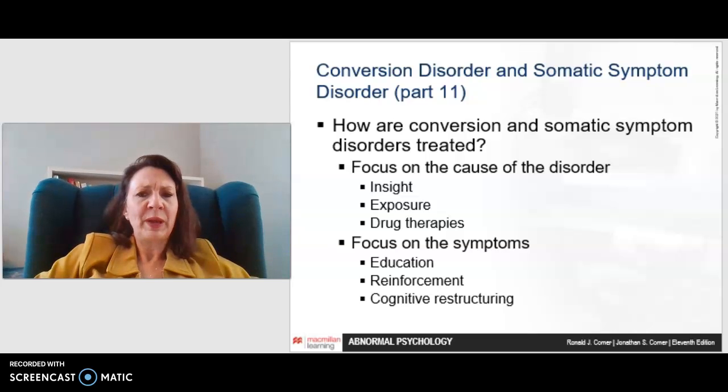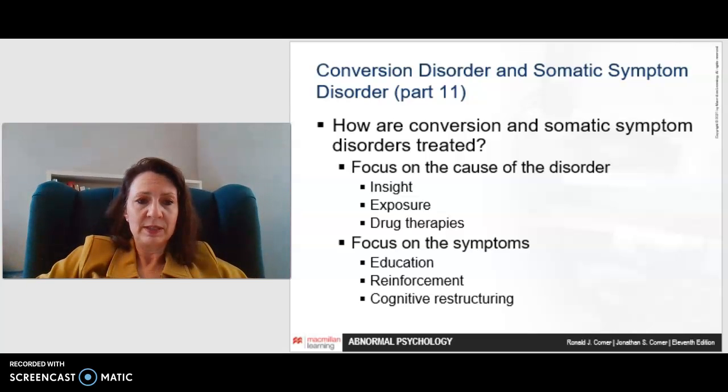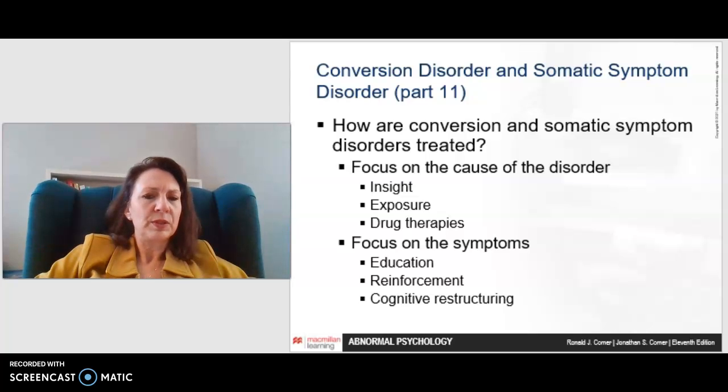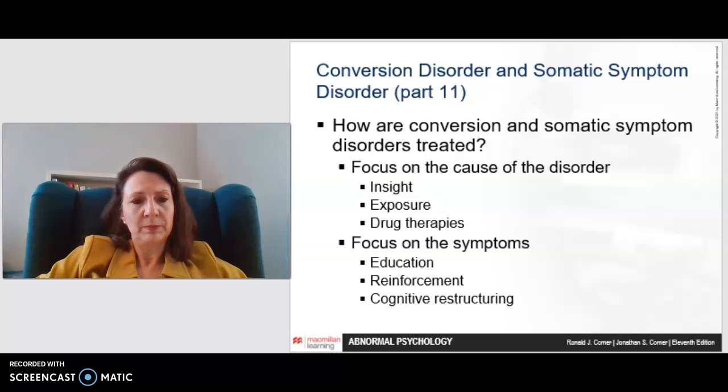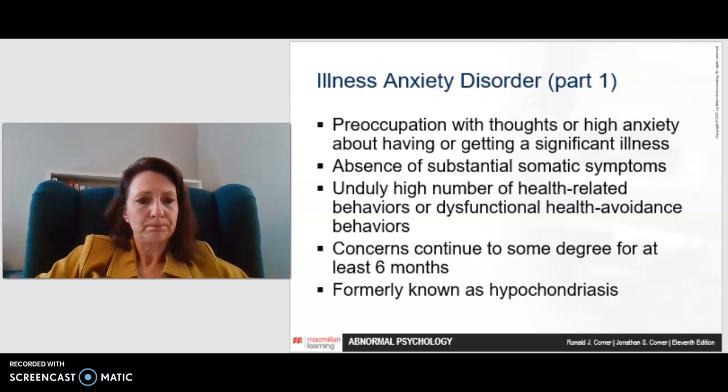How are conversion and somatic symptom disorders treated? The focus is on the cause of the disorder, trying to help people have insight into that, exposure therapies, and drug therapies. They may focus on the symptoms and educate the client about those. They may provide reinforcement for better functioning, and then try to also restructure cognitive thought processes.